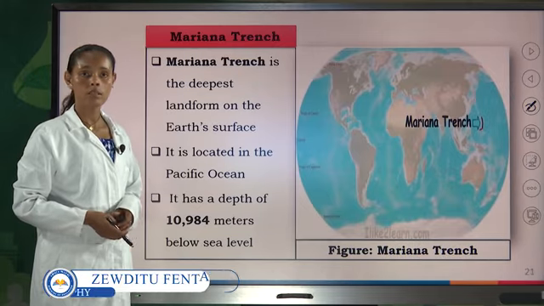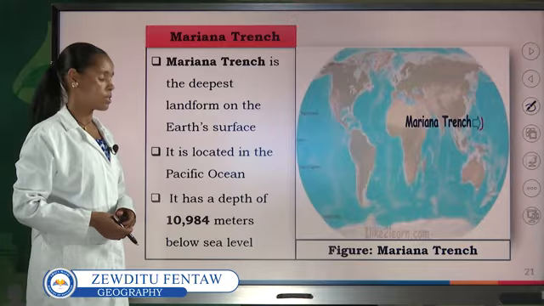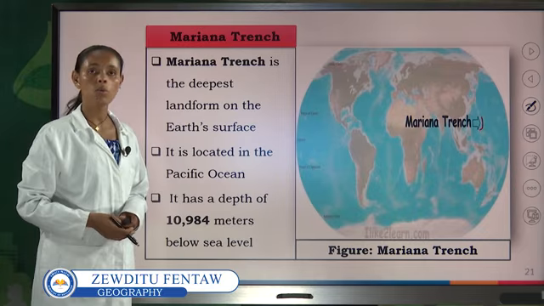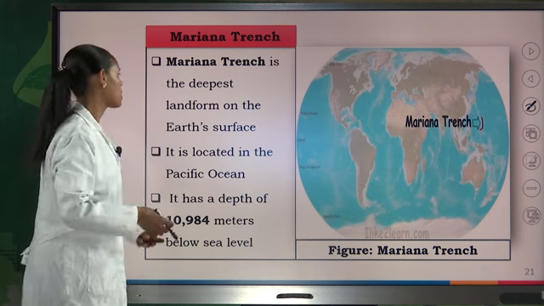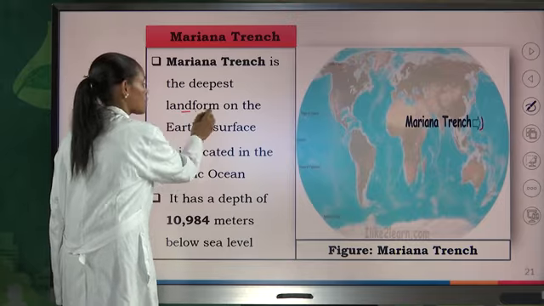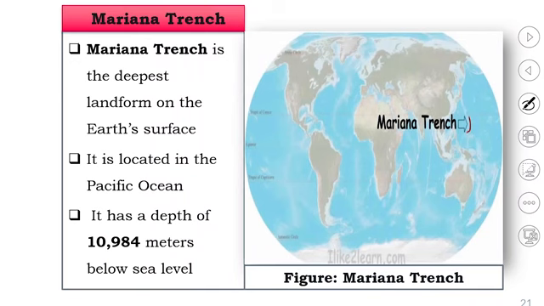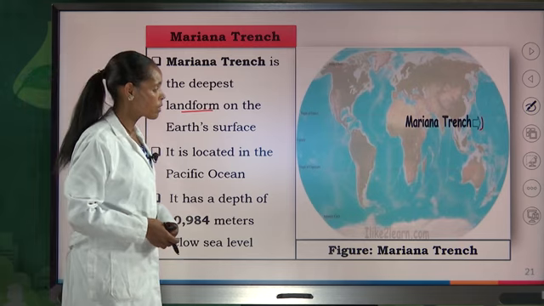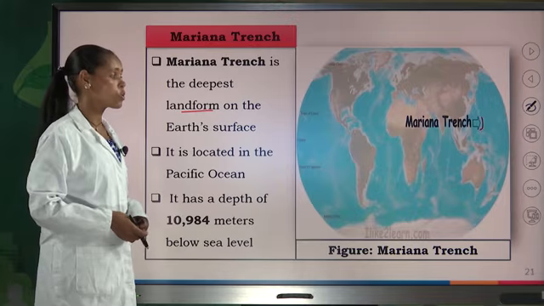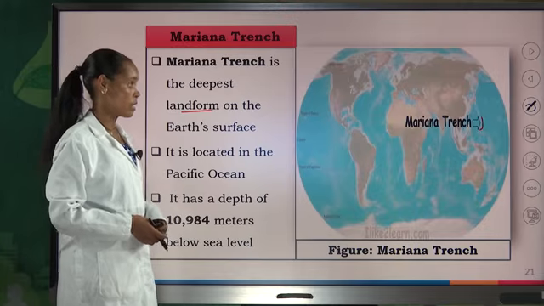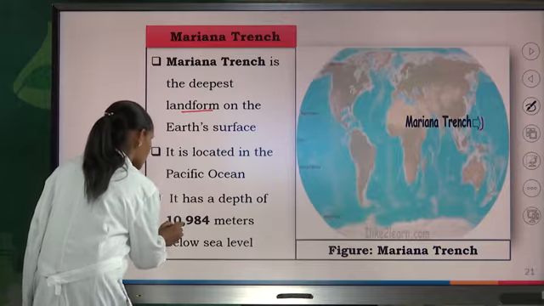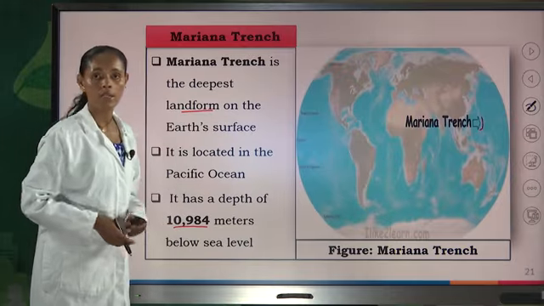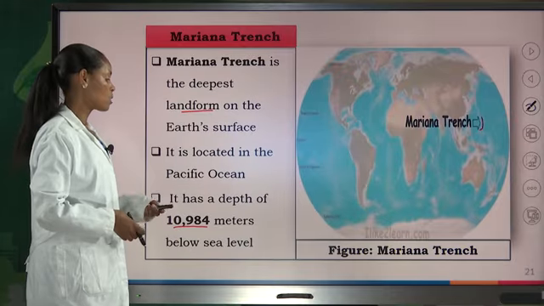The other one is the lowest landform in the world. The lowest landform in the world is Mariana Trench. Mariana Trench is the deepest landform on the Earth's surface. It is located in the Pacific Ocean. As we have seen from this figure, Mariana Trench, the lowest landform on the surface of the Earth, is found in the Pacific Ocean. It has a depth of 10,984 meters below sea level.